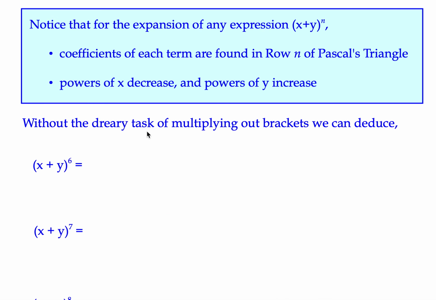So to summarize, this is what we're saying for any expansion, (x plus y) to the power n. The coefficients are in row n of Pascal's triangle. Powers of x decrease, powers of y increase. Therefore, just very quickly, because I know this has been going on a while, but hopefully if you can't cope with it in one go, you can do it in installments.